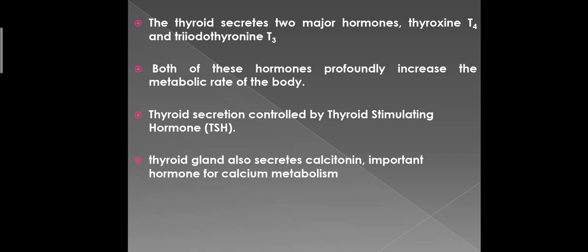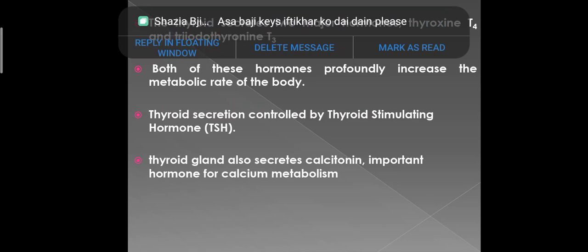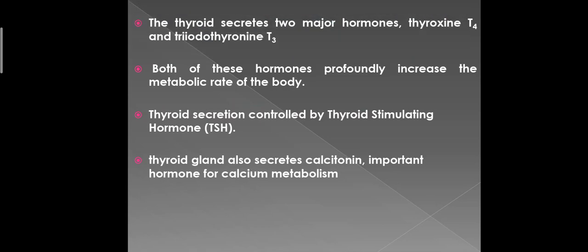And if there is an extreme excess of thyroid secretion, the BMR can increase up to 60 to 100% above normal. The thyroid gland also secretes a very important hormone for calcium metabolism, which is known as calcitonin. Its secretion is controlled mainly by a hormone secreted by the anterior pituitary gland, which is thyroid stimulating hormone. We'll study it in detail in the regulation of thyroid hormone secretion.